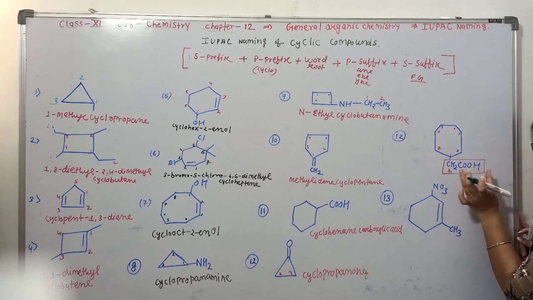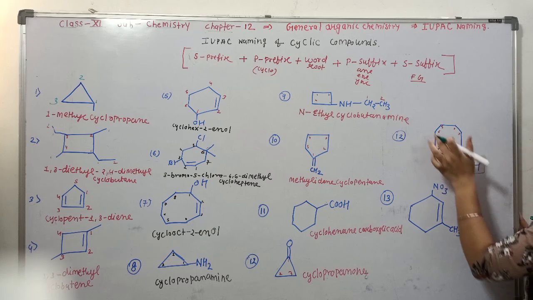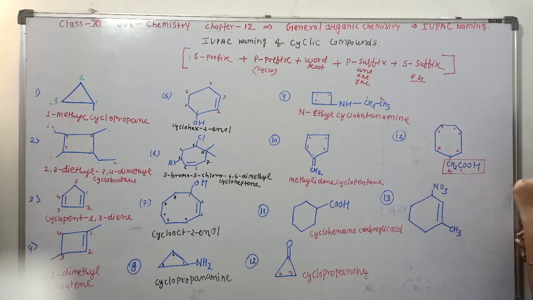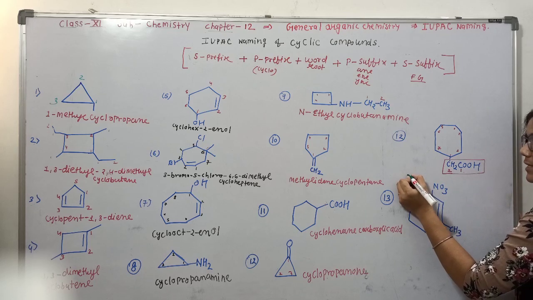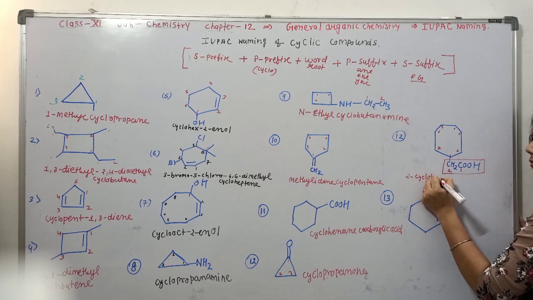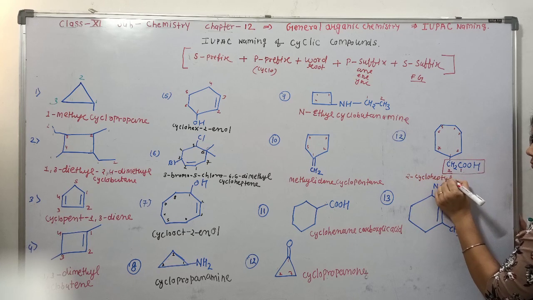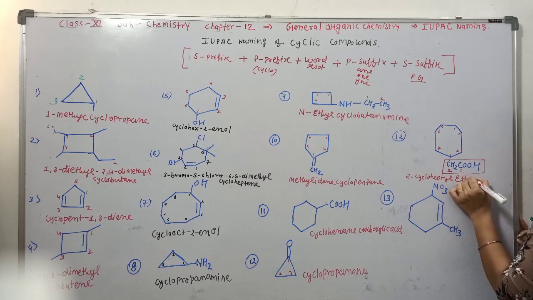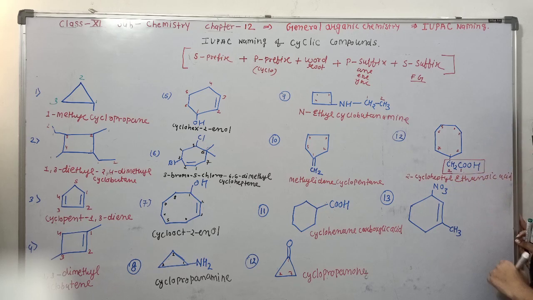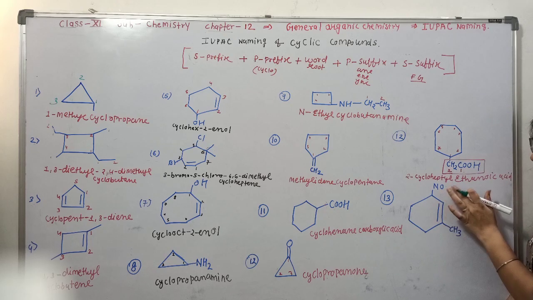So how can we name it? Because this one will be the parent carbon chain, this one is considered as a substituent. So the substituent of cycloheptane, as a monovalent radical, is cycloheptyl. So the naming is 2-cycloheptylethanoic acid. Clear? Cycloheptylethanoic acid.